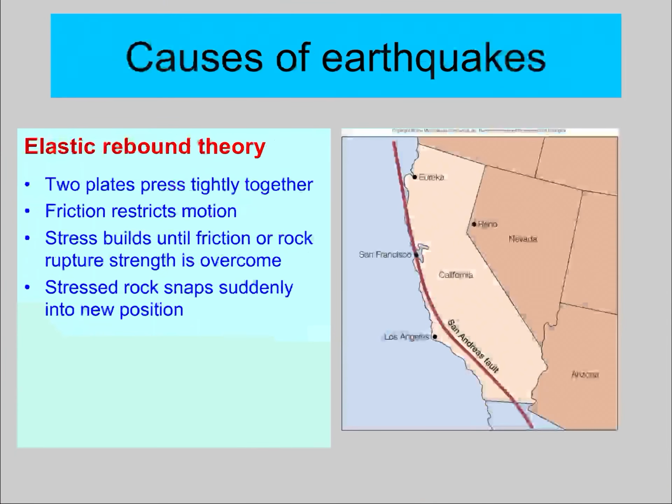The cause of an earthquake is thought to be what's called the elastic rebound theory. Two plates are tightly pressed together. The friction between the plates restricts the motion, but over time the stress builds up until the friction is overcome and the rock ruptures, causing the stressed rocks to snap suddenly into a new position.